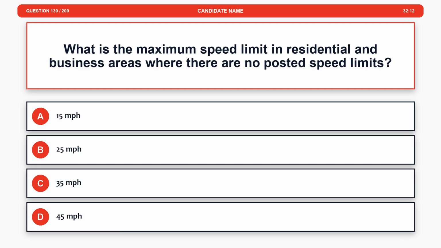Question 139. What is the maximum speed limit in residential and business areas where there are no posted speed limits? Option A, 15 miles per hour. Option B, 25 miles per hour. Option C, 35 miles per hour. Option D, 45 miles per hour.